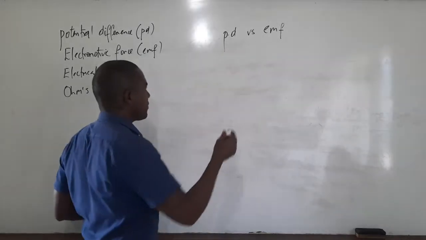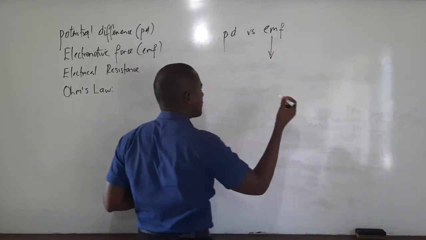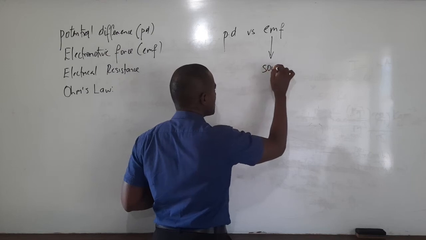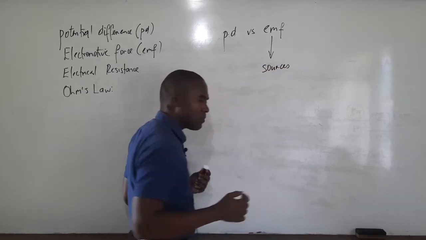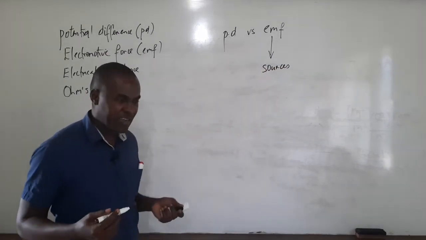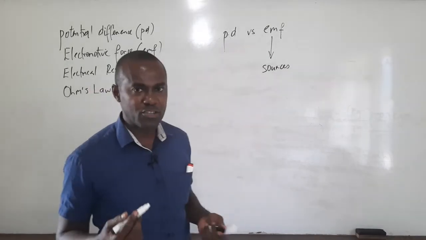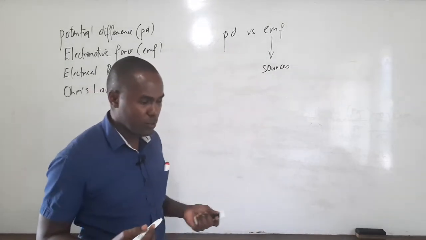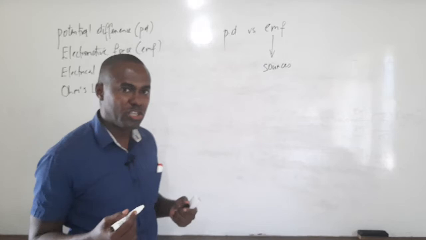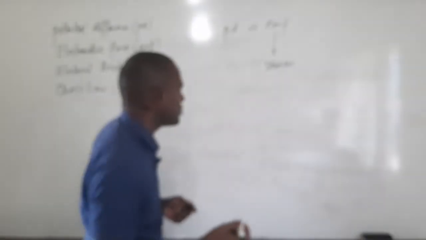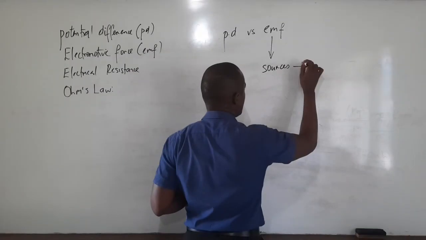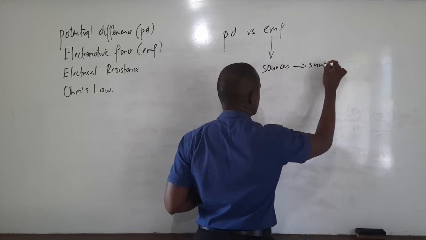Now, EMF is used to refer to sources. And when we speak about sources, we're talking about devices which supply electrical energy to a circuit. In other words, they convert other forms of energy into electrical energy. So these supply electrical energy.